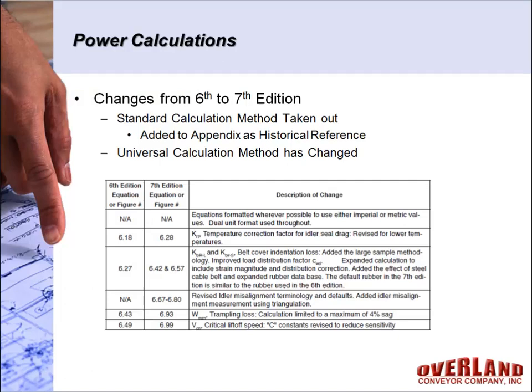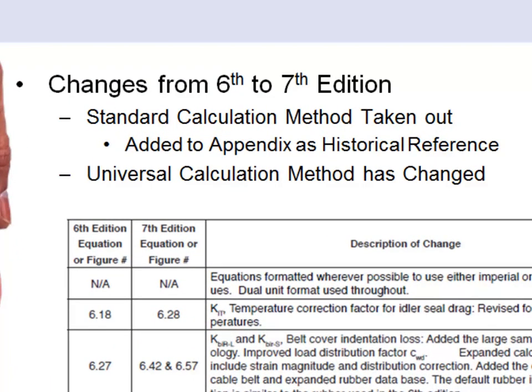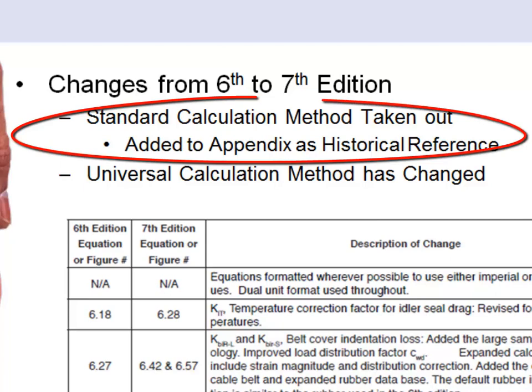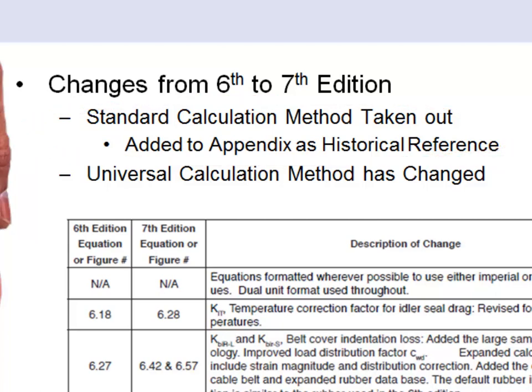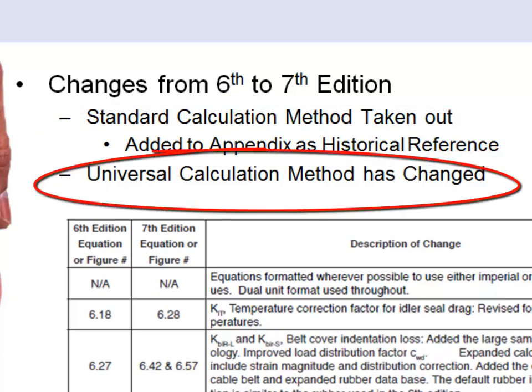First off, let's summarize what happened in the 7th edition of CEMA. First of all, the standard calculation method, which Belt Analyst refers to as the 5th edition of CEMA, has been taken out of the book and included as an appendix as a historical reference. We are going to leave the 5th edition calculation methods in Belt Analyst because a lot of people still use them. The universal calculation method has changed rather substantially. In Belt Analyst, we're going to leave the old 6th edition methods, but we're labeling them as obsolete because the 7th edition book does overwrite them. So we do recommend that you use the 7th edition universal method whenever possible.